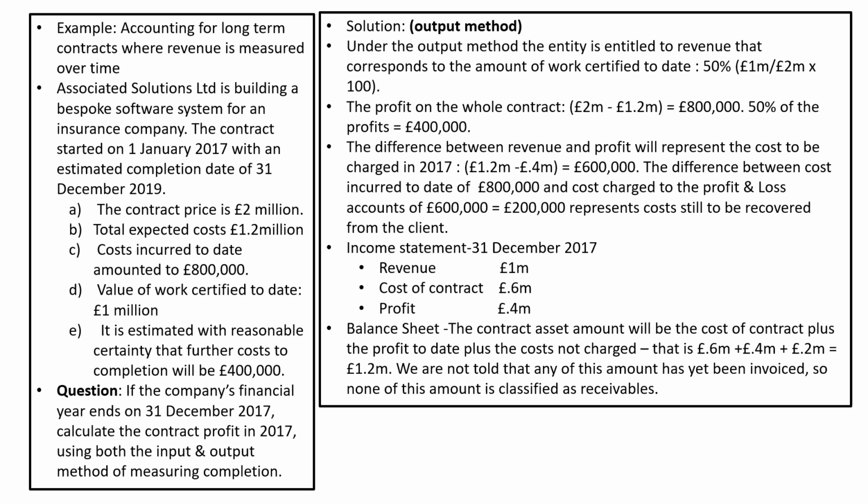In the balance sheet, the contract asset amount will be the cost of contract plus the profit to date plus the cost not yet charged to the client, and that is 0.6 million, which is the cost of the contract in the financial statements to 2017, plus the profit of 0.4 million, plus 0.2 million, which is the cost not yet charged to the client, and that gives us a figure of 1.2 million. Again, we are not told that any of this amount has yet been invoiced, so none of this amount is classified as receivables.